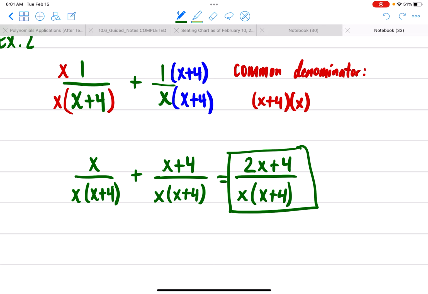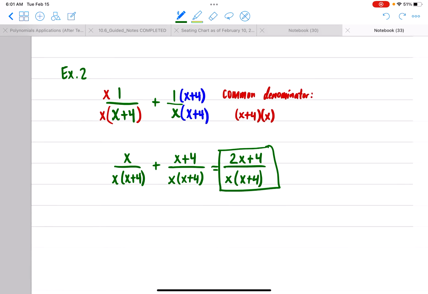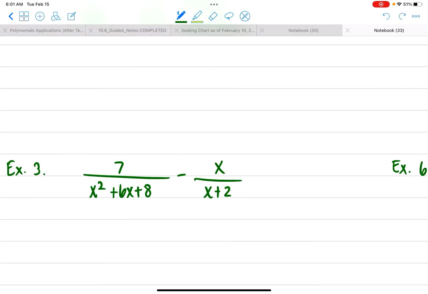Okay. If Delta Math wants, I don't think they will, but they might want you to multiply the bottom. I don't really multiply the bottom. I don't play around with that. So don't feel like you have to multiply the bottom. Okay, let's look at another example.